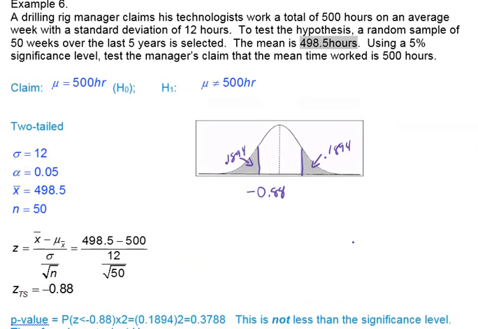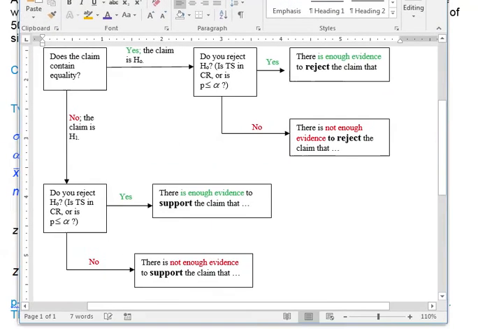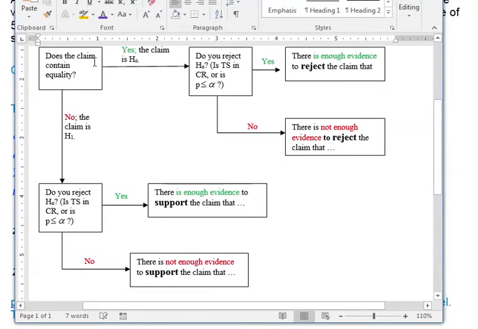And if we're not rejecting the null hypothesis, we're also not rejecting the claim in this case, because our null hypothesis is our claim. So again, using that flow chart that we had in the earlier video, does the claim contain equality? We said yes. Do we reject the claim? We're saying no. So there's not enough evidence to reject the claim.